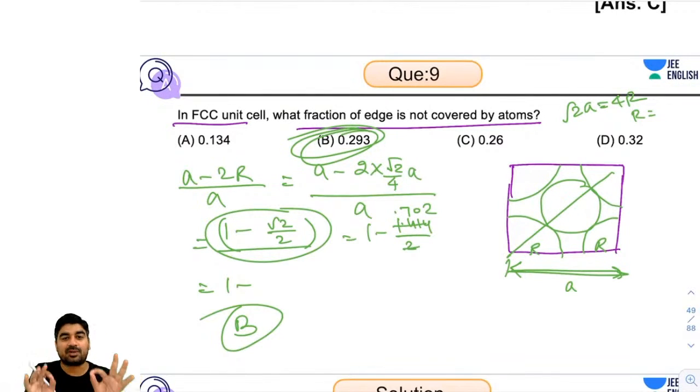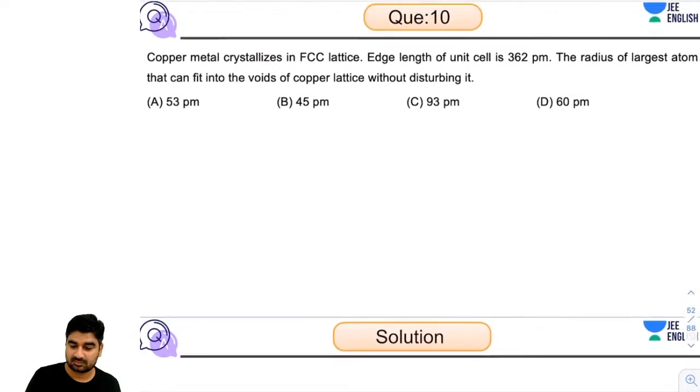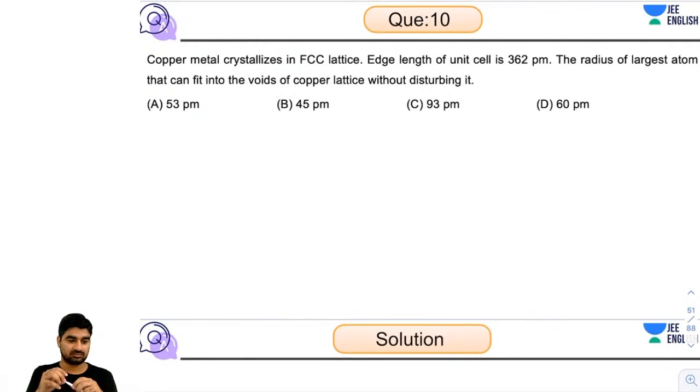Guys, these are conceptual but very simple problems. If your concepts are clear, your basics are clear, then guys you can do it. Right? Now I hope you got the right answer. So now let's move to the next problem, guys. Do it. I will give you 2 minutes.